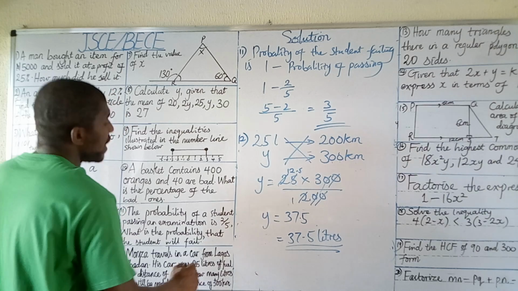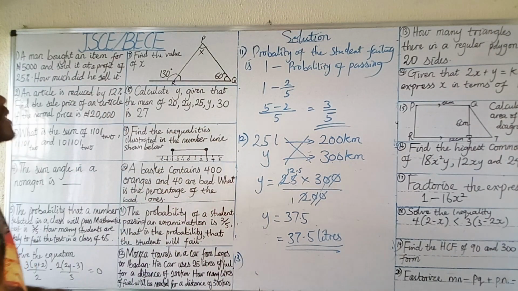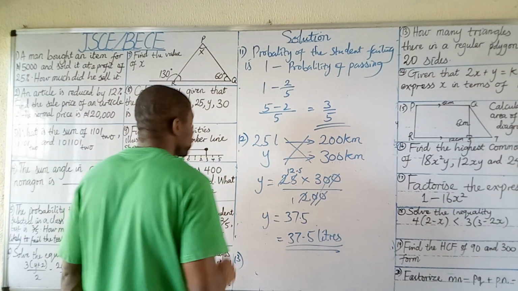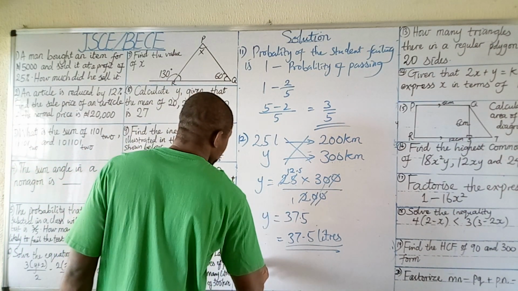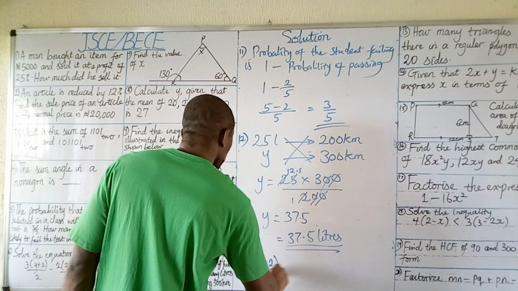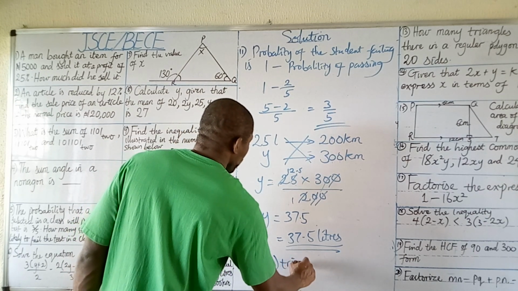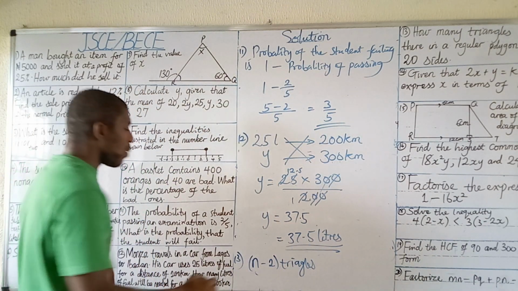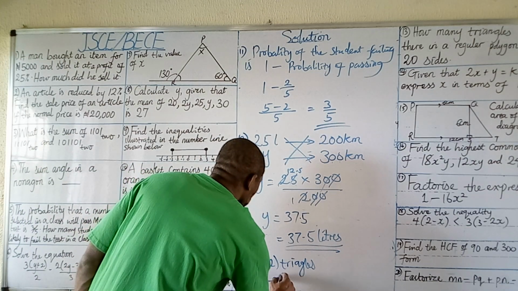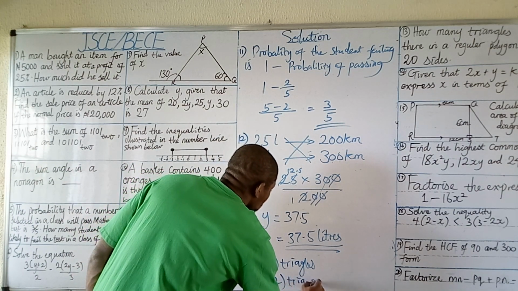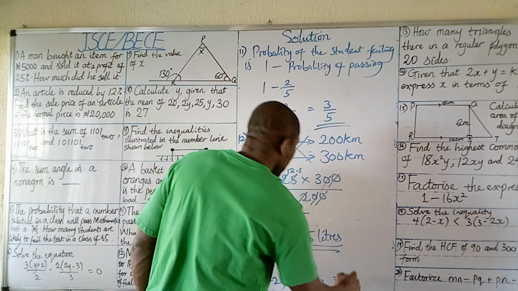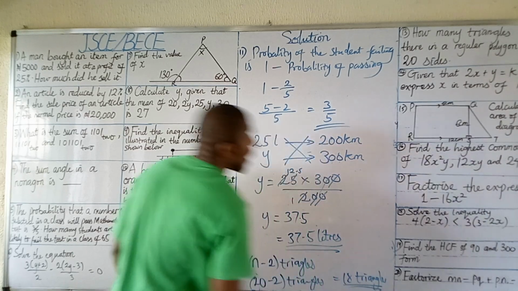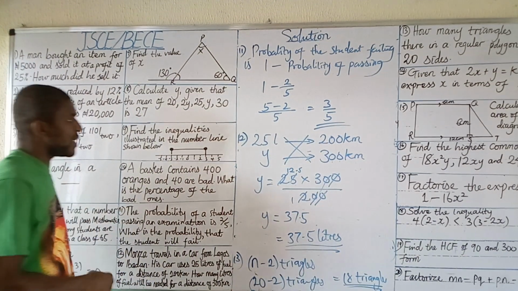Question 13 says, how many triangles are there in a regular polygon of 20 sides? If you want to get the number of triangles in a polygon, the formula to do that is n minus 2 triangles. So if I want to know how many triangles there will be in a 20-sided polygon, I will just say 20 minus 2 triangles. My answer will be 18 triangles. So I am going to get a total of 18 triangles in a polygon of 20 sides.